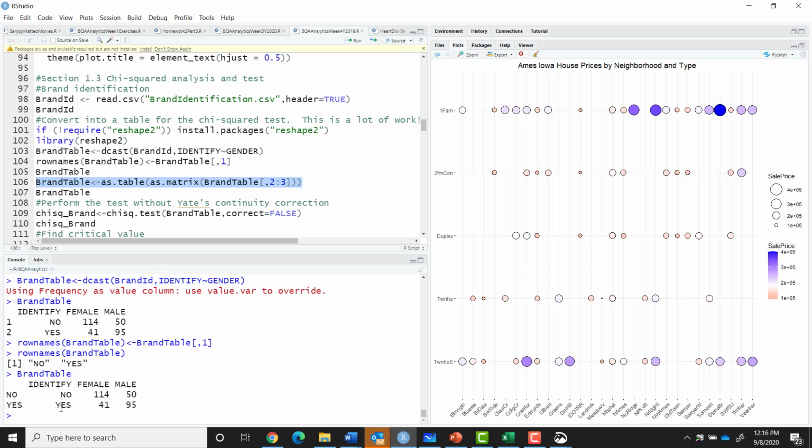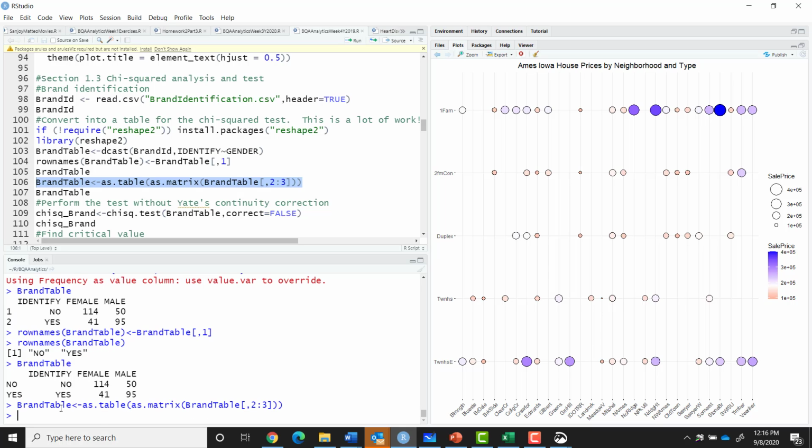And again, this sort of stuff, if you're trying to do it yourself, is hard. So just play around with my code a little bit. But this idea of converting between formats should get more natural as you go along. And then we have the brand table.